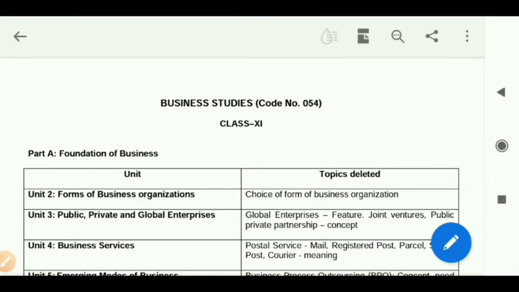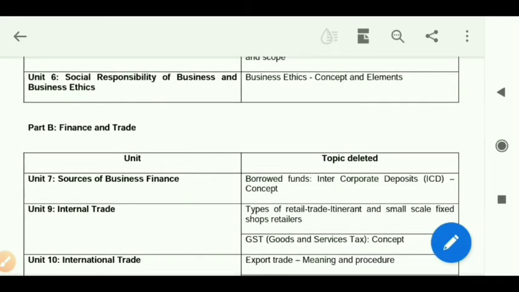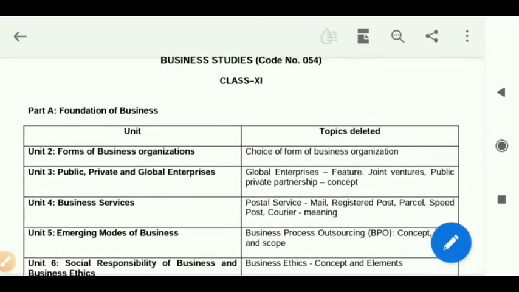If we have an overall look, we understand that from chapter 2, chapter 3, chapter 4, chapter 5, chapter 6, chapter 7, 9 and 10, some topics have been deleted. One thing we should keep in mind is that no changes have been made in chapter 1 and chapter 8. Chapter 1 is the nature and purpose of business, and no changes have been made in it. Chapter 8 is about small businesses, and there also no changes have been made. Now let us understand in each chapter what topics are deleted.